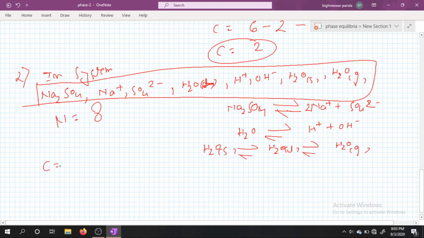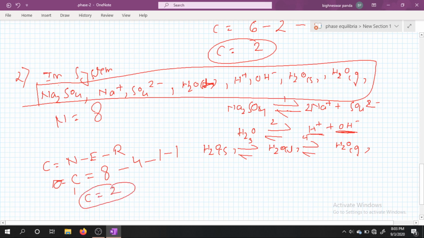Now we are going to calculate the number of components. So C is equal to N minus E minus R. C is equal to number of species, 8, minus equilibriums. How many equilibriums are present? 1, 2, 3, 4. 4 equilibriums. Minus what are the restricted conditions? One restricted condition for ions and another restricted condition for H plus and OH minus ions, that will be minus 1 minus 1. So I can simply say that C is equal to 2. It is a 2 component system.